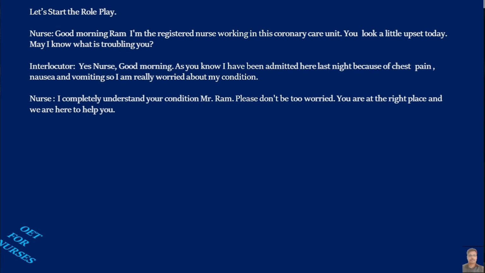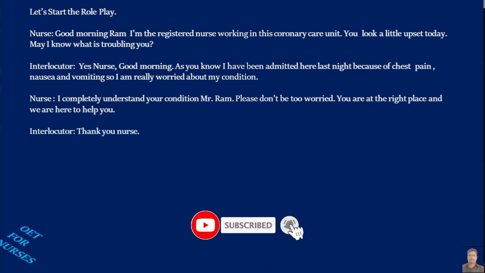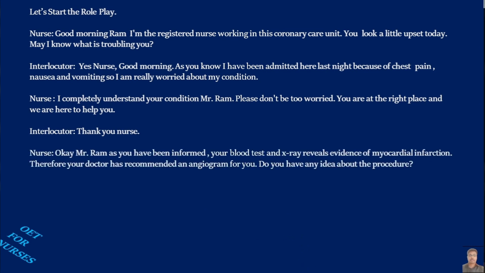Then respond him saying, I completely understand your condition Mr. Ram. Please don't be worried too much. You are at the right place and we are here to help you. Then interlocutor may agree with that. Then continue by saying, as you have been informed, your blood test and X-ray reveals an evidence of myocardial infarction. Therefore, your doctor has recommended an angiogram for you. Do you have any idea about the procedure?